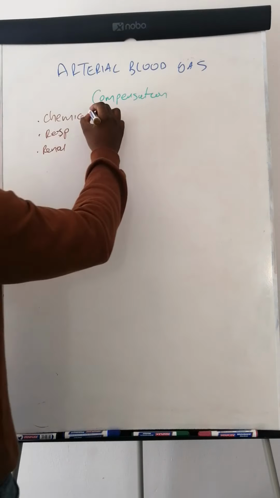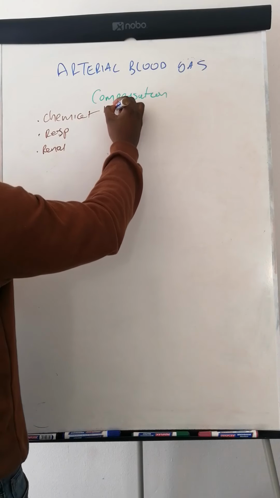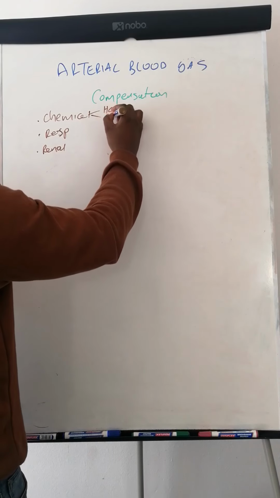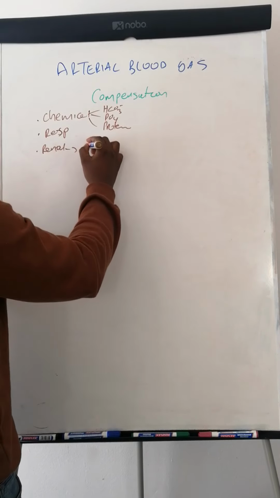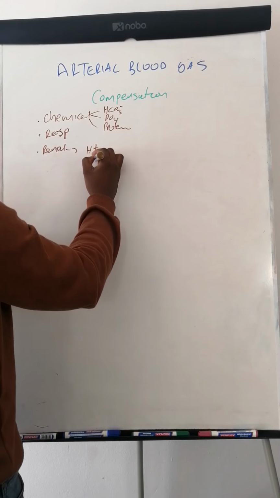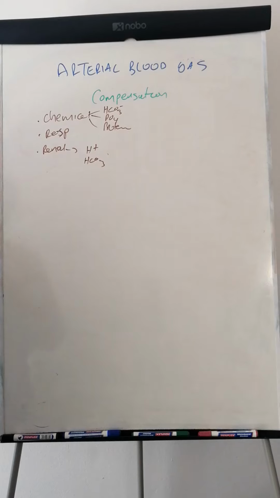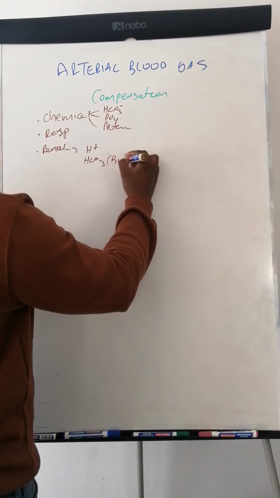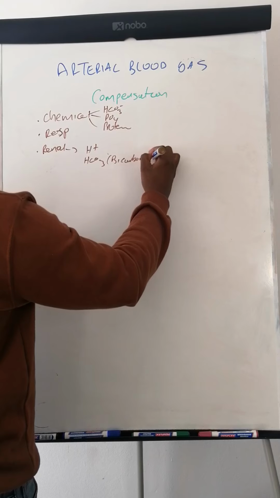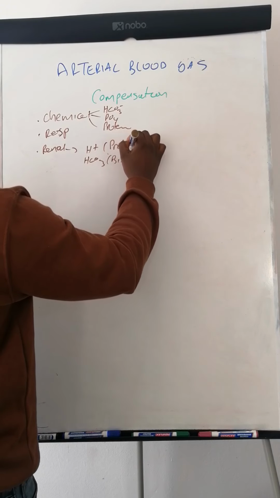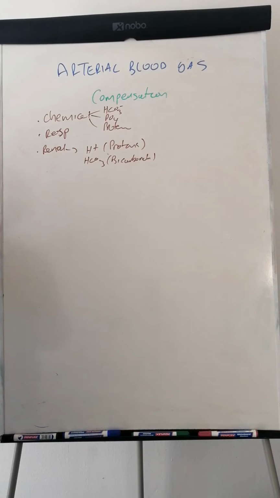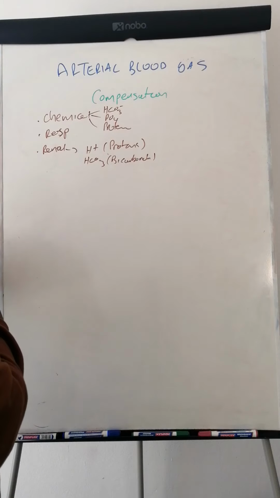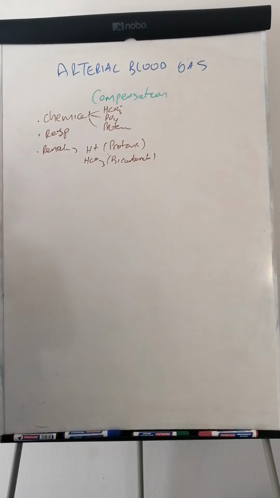When it comes to chemical, the body uses bicarbs as a compensation, phosphates and proteins. Renal uses protons and bicarbs. Remember, when you've got a lot of protons, you have created an acidic environment. When you've got a lot of bicarbs, you have created an alkaline environment.